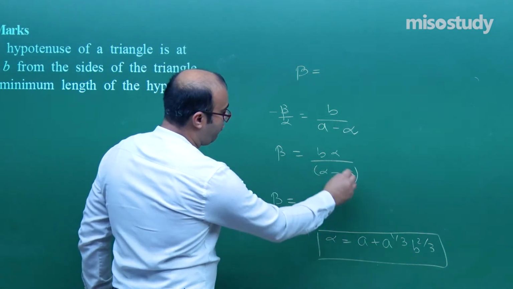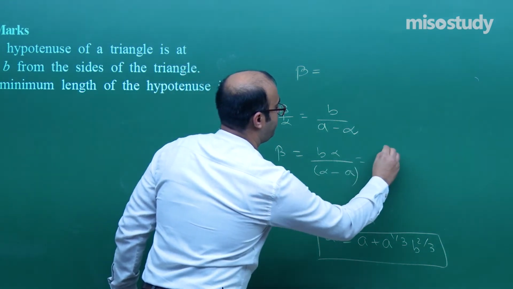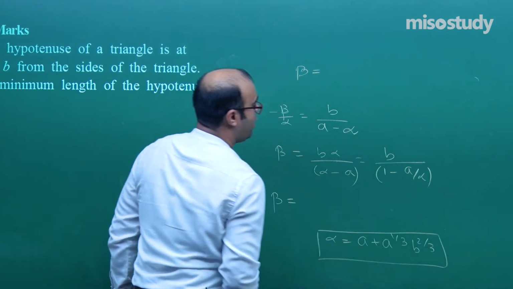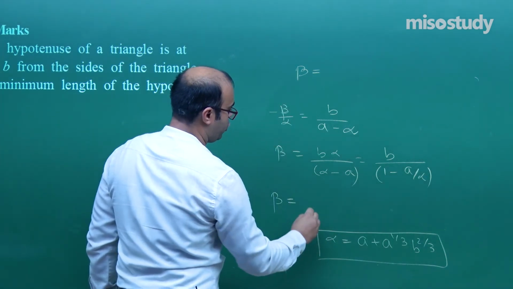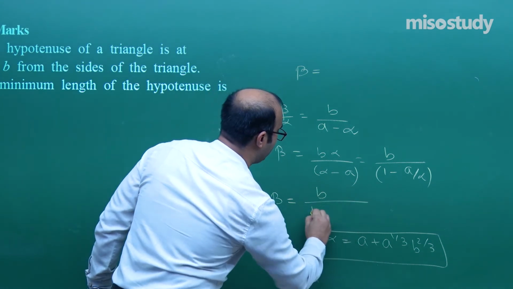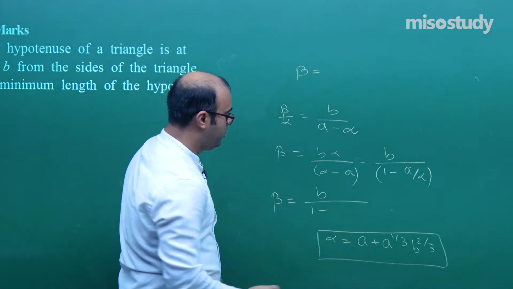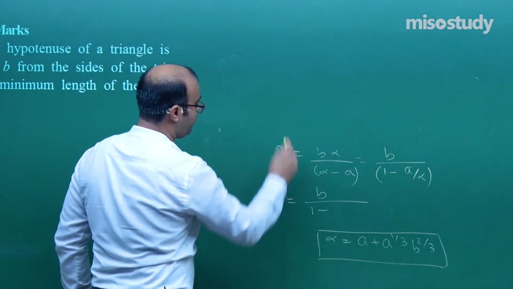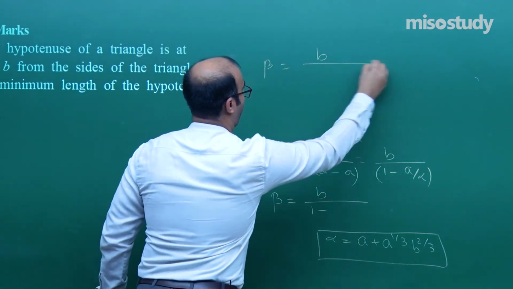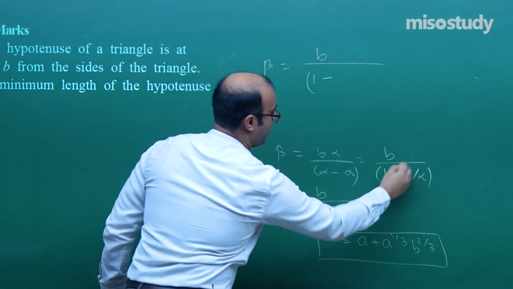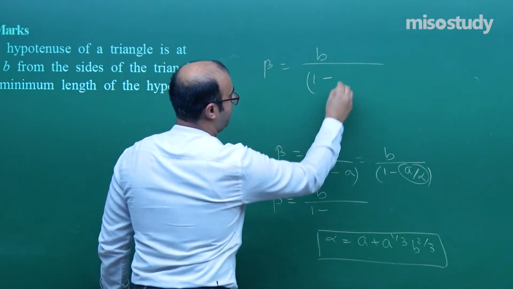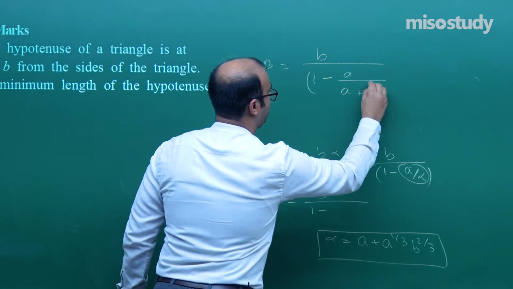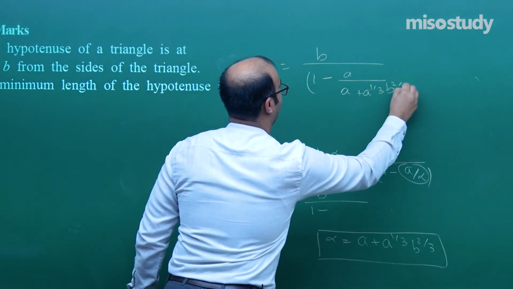So b alpha upon alpha minus a, that can be written as b upon alpha, take it here, 1 minus a by alpha. Divide this alpha by a, so this will become b by 1 minus a by alpha. So here, beta is equal to b upon 1 minus a by alpha. So a will be here and alpha will be here like this, a plus a to the power 1 by 3, b to the power 2 by 3.